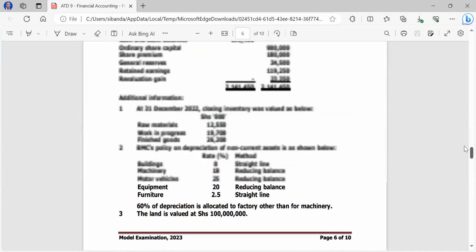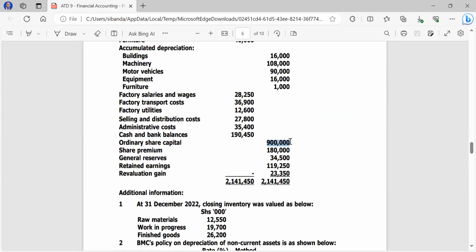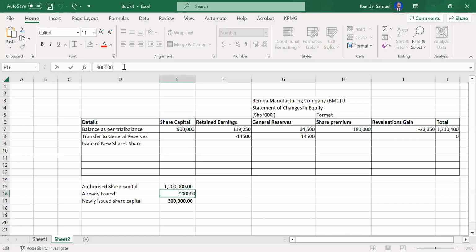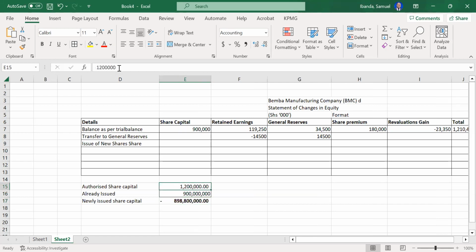So when you come here, they're telling you that this is 900 million. Since we have the thousands up, I just want to do a simple calculation so that you can understand. Maybe since I'm doing it from here, let me even include the 3 zeros. So this is 900 million, and then this was 1.2 million, 1,200 million. Let me just add 3 zeros as well. So this is what we have in terms of share capital.